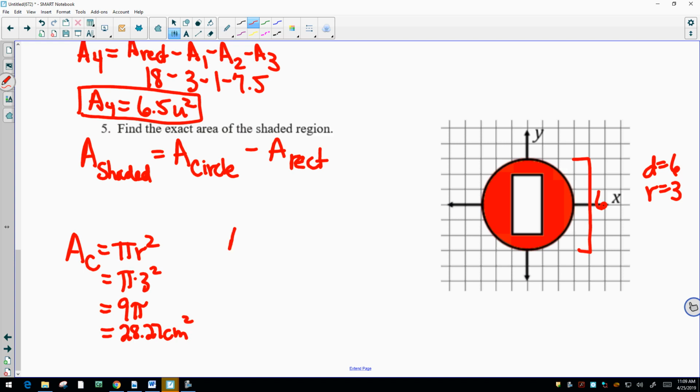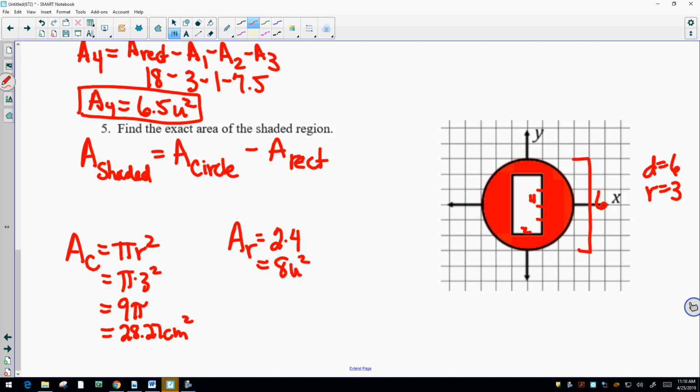So now we need the area of the rectangle. We know that that's base times height, so if I were to count, this is going to be a length of 2. And if I were to count up and down, I have a total of 4 boxes. I have 1, 2, 3, 4 boxes. So my rectangle is base times height, 2 times 4, gets me 8 units squared.